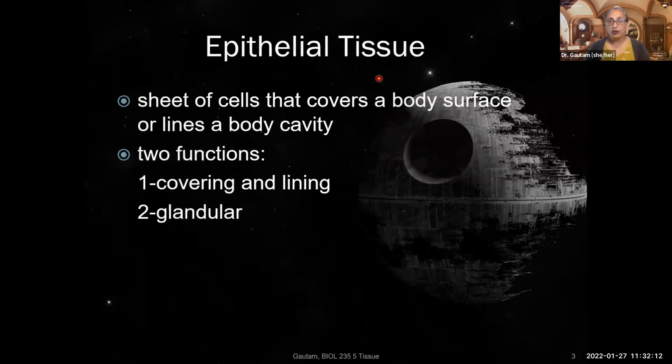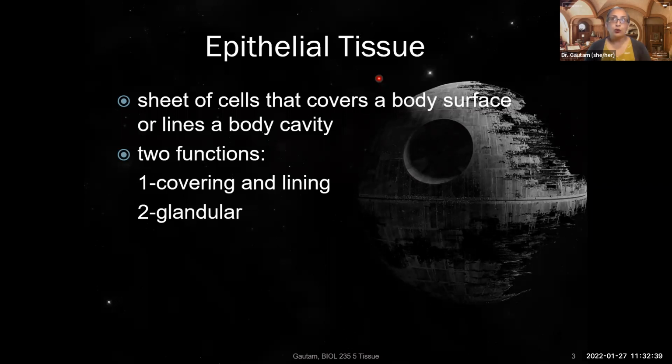So we start off by looking at epithelial tissue. So epithelial tissues are sheets of cells. These are cells that are connected together tightly by adhesion proteins. Remember, we learned about that in the last class. So they form these sheets of cells that, what do they do? What does a sheet do? It covers, right? So it covers the body surface. It'll cover or even line the body cavities, okay?